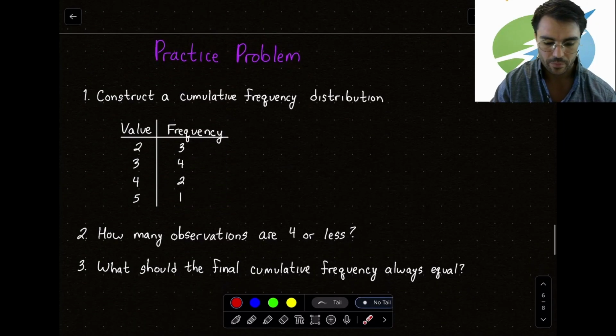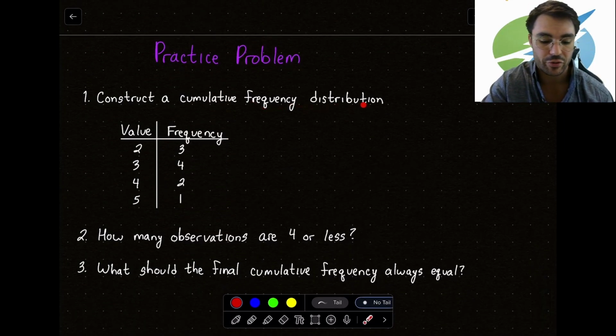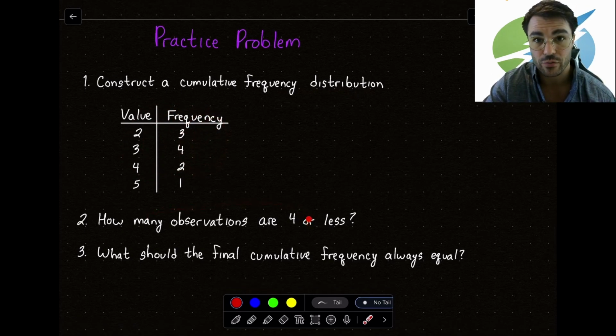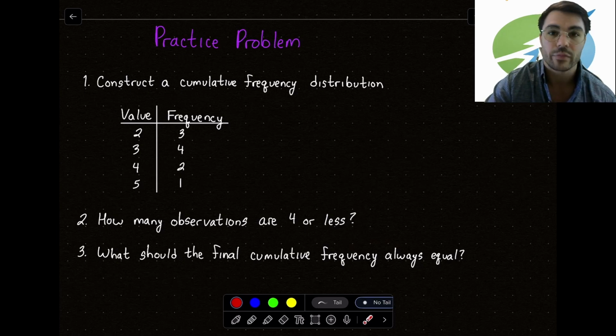And we have a practice problem. Construct a cumulative frequency distribution for the given frequency distribution. How many observations are 4 or less, and what should the final cumulative frequency always be? Feel free to pause the video and take a stab at this. All right, let's see how we did.